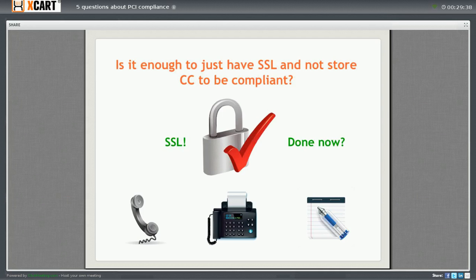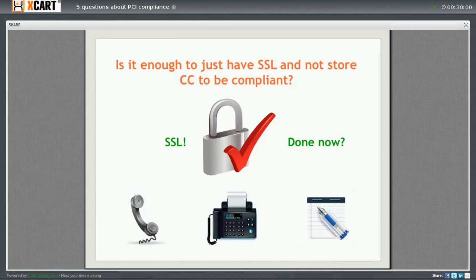Double check with some of these teams. Is it enough not just to have SSL? SSL is mandatory. It's 1 point out of 369. Congratulations. 1 point. Or is it enough just not to store the number? Are you sure you are not storing that card number?